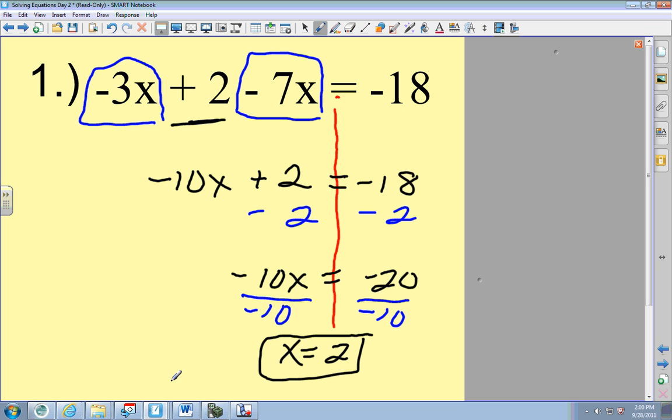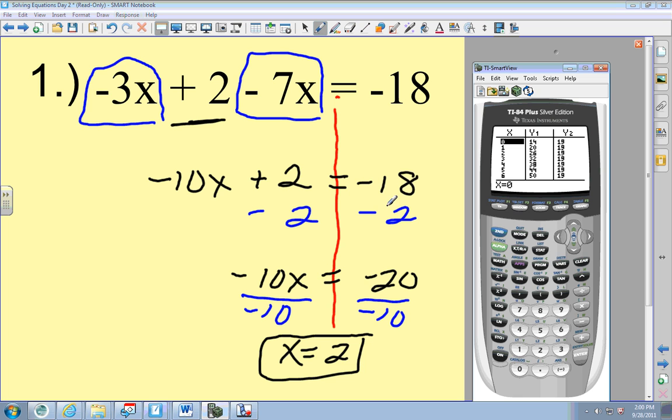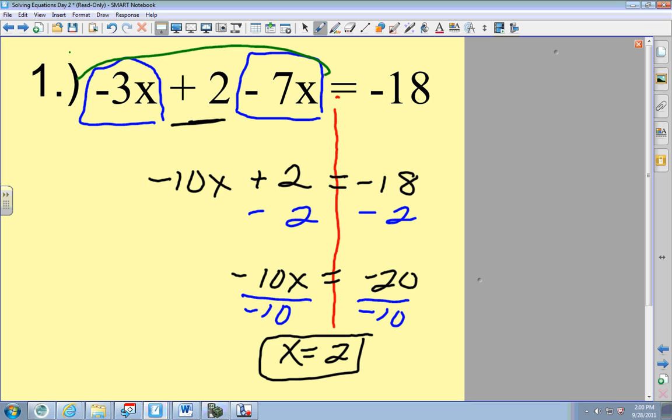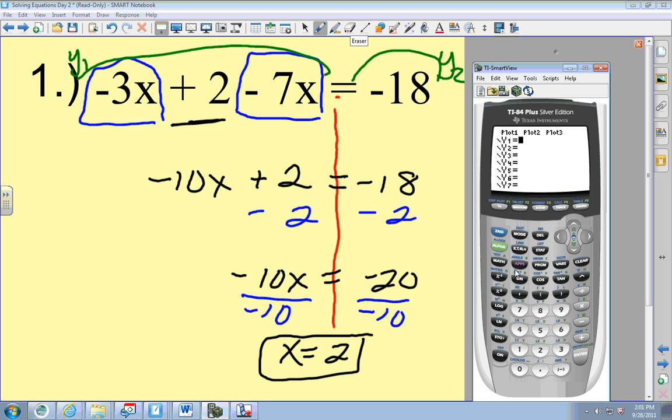Now, I'm not going to go through the calculator checks every time, but I want to make sure that you are doing it. Before you even come back on the video, you should check it in the calculator and then go back and see where you might have made the mistake. Left-hand side goes into y1, right-hand side goes into y2. So let me pull that calculator back up. When I go in here, I get negative 3x plus 2 minus 7x. Then I go down here and put in negative 18.